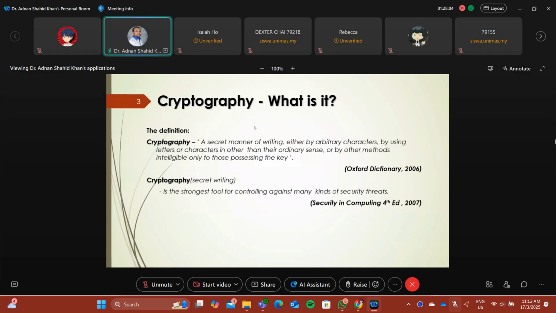Okay, what is cryptography? The definition: a secret manner of writing, either by arbitrary characters, by using letters or characters in other than the ordinary sense, or by other methods intelligible only to those possessing the key. Okay, this is the basic definition. Cryptography is secret writing. It is the strongest tool for controlling against many kinds of security threats. Definition, so later we'll see.